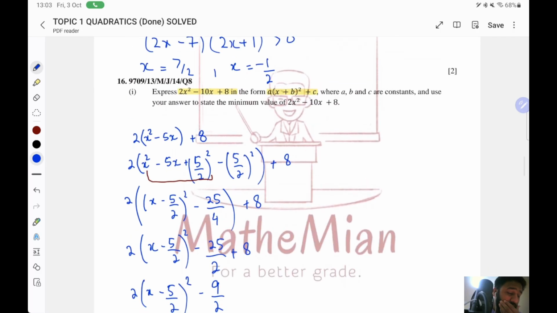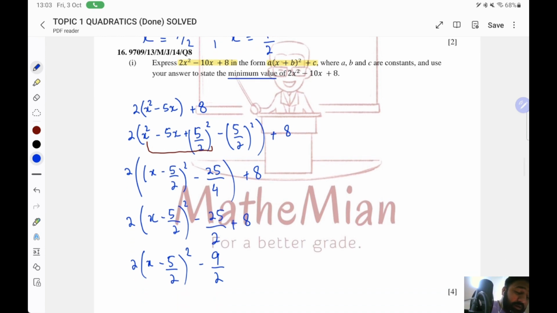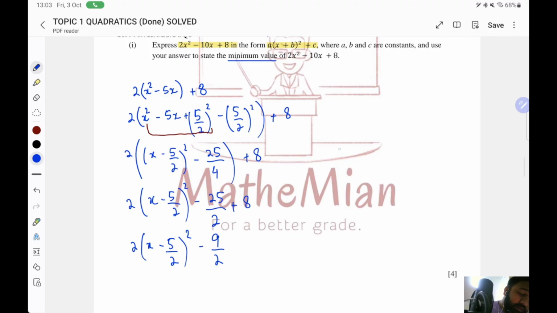And use your answer to state the minimum value of this. State the minimum value means that we need to tell the value for y, the minimum value for the point. So the minimum value will be minus 9 by 2, and if you need to write down the coordinates, they are going to be positive 5 by 2 comma minus 9 by 2.